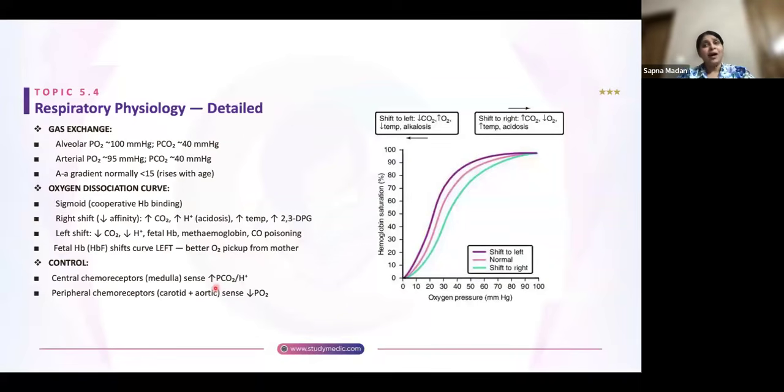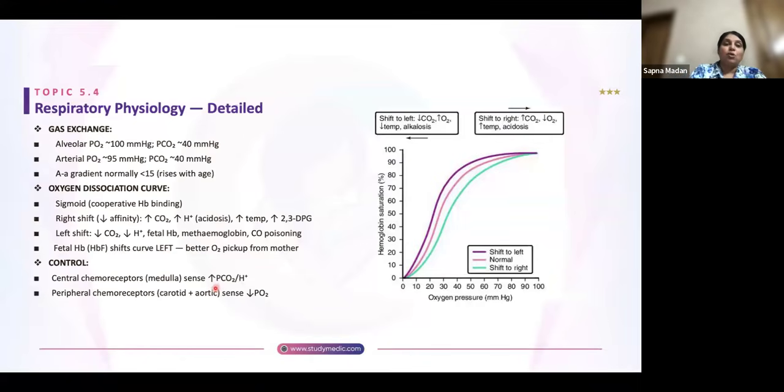And as the age increases, there is some amount of ventilation perfusion mismatch. So the alveolar arterial gradient will rise with age, okay.